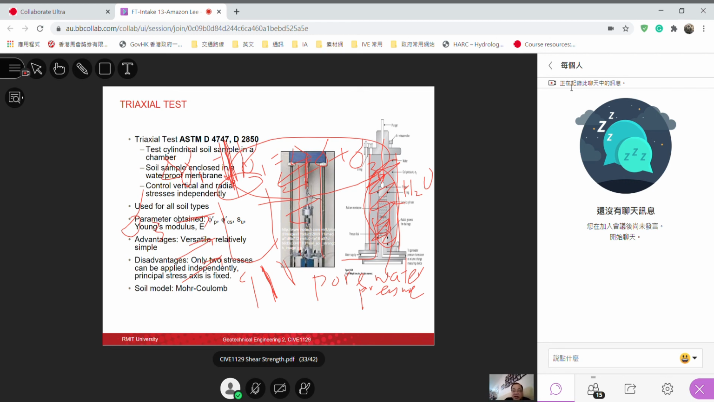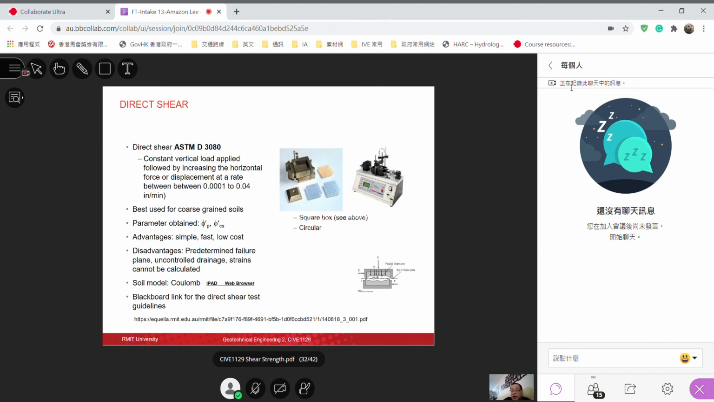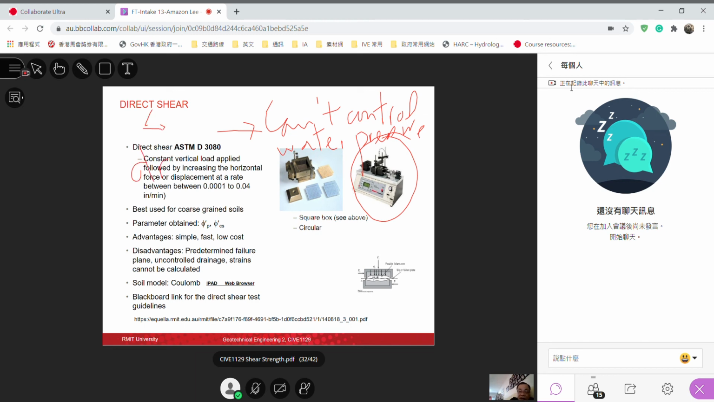In that way, we can find out the soil failing under undrained condition, and the soil failing under drained condition. With the direct shear test, we cannot control water pressure. That is the difficulty of the direct shear test. So basically, for the direct shear test, we treat it as a drained test.